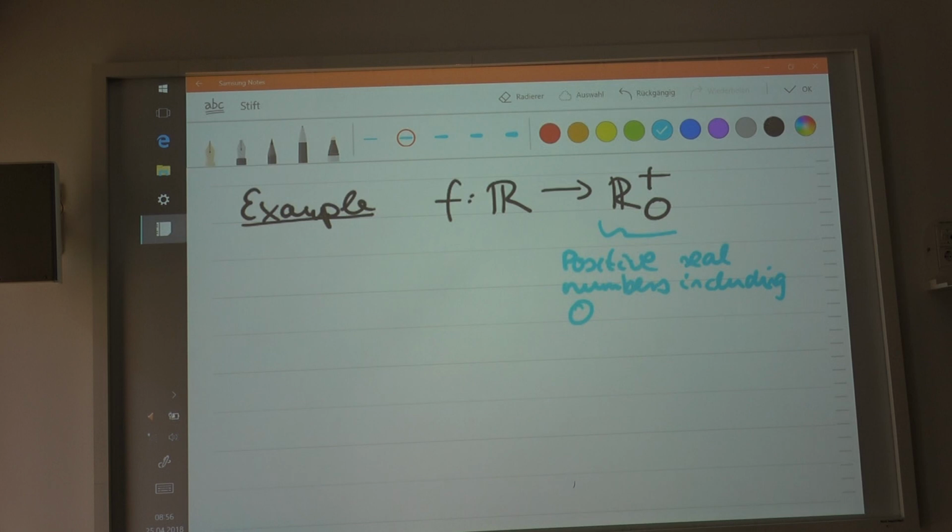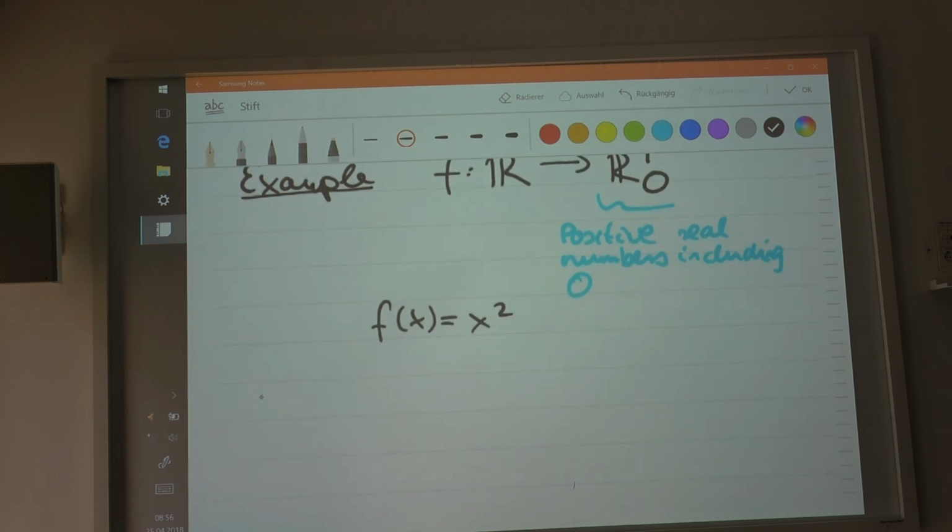Suppose that we have the parabola, which means that f of x equals x squared. You actually know how the function looks. The set of all images is denoted by R plus 0, so that means we have just the non-negative real numbers. Now let me examine the surjectivity in the general case.